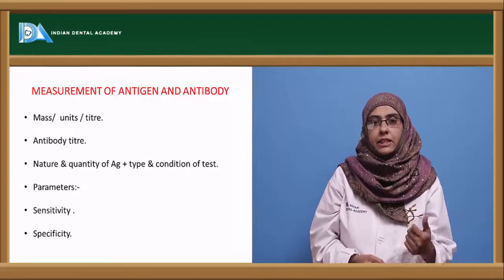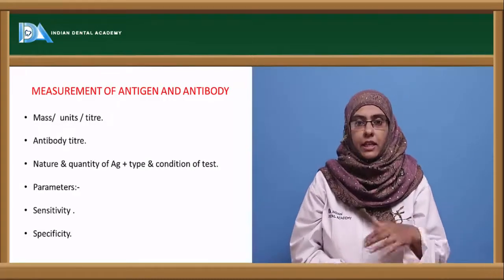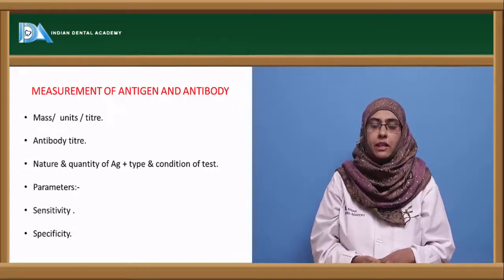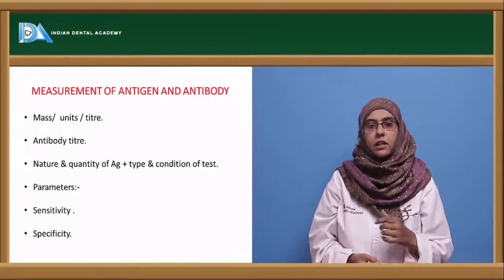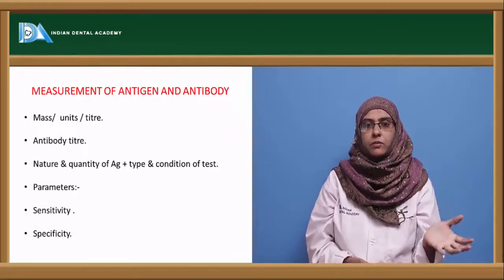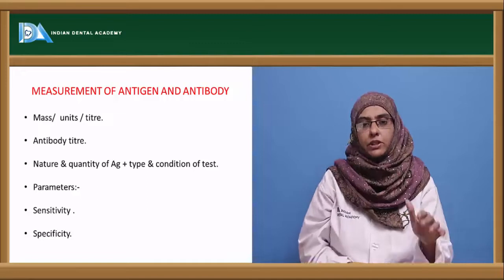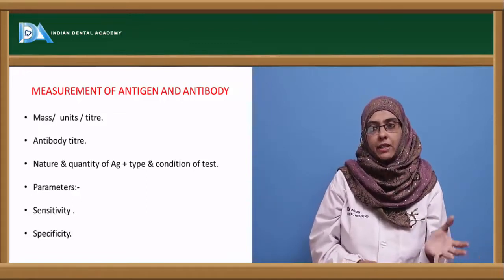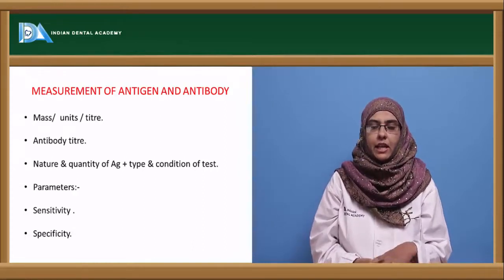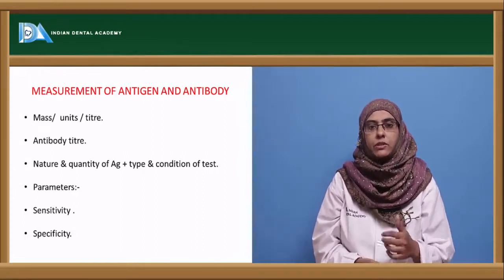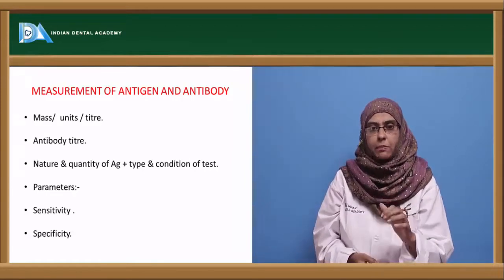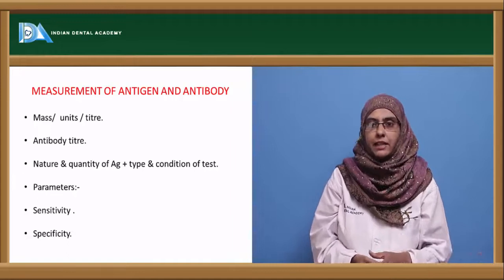Now how do we measure these antigen-antibody reactions in vitro? The measurement of antigen-antibody interaction can be done either in terms of mass, units or titer. Mass is the amount of complex that is formed, which indicates the mass of that interaction, whereas the units or the titer is usually expressed in terms of antibody titer. Antibody titer is nothing but the highest dilution of the serum that shows a positive or observable reaction in a particular test with that particular antigen.